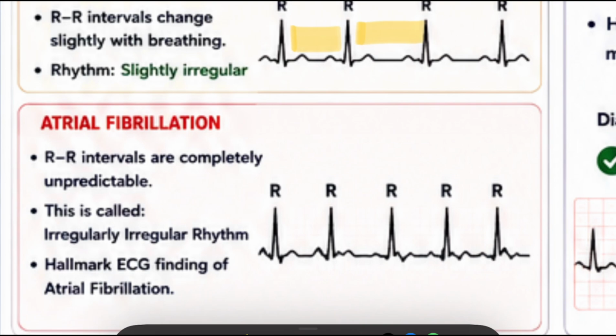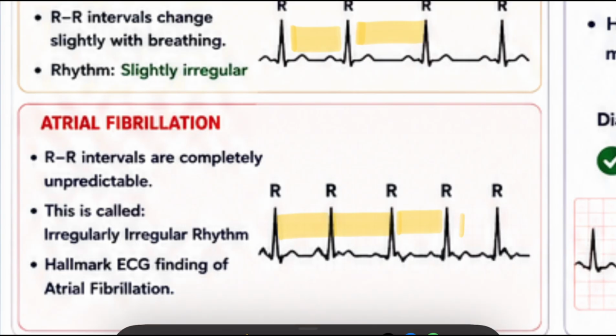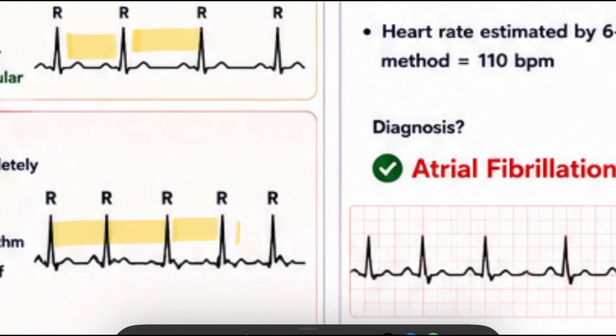Next you can see atrial fibrillation. The RR intervals are completely unpredictable. This is called an irregularly irregular rhythm. Some RR intervals will be shorter or longer. Whenever a patient has this type of irregularly irregular rhythm, we have to suspect atrial fibrillation.